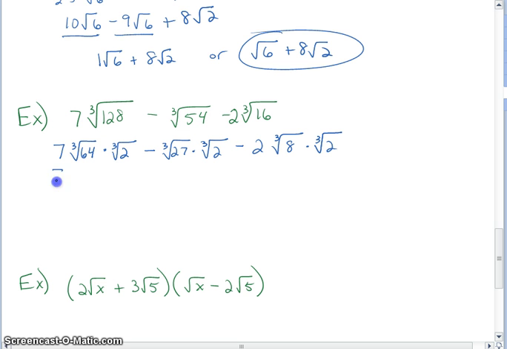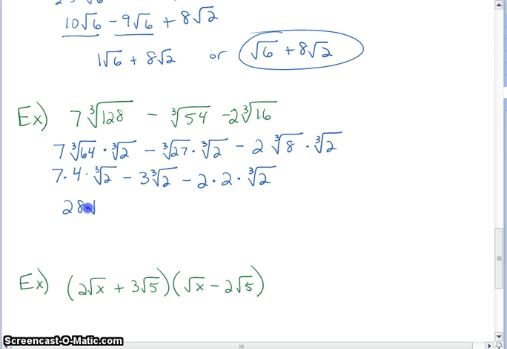So 7 times, what's the cube root of 64? 4. Good. Times the cube root of 2. Minus the cube root of 27 is 3. Good. You should be answering these really fast. You've got to know these. Cube root of 2. Minus 2 times the cube root of 8 is 2. That's a lot of 2's for that last one.